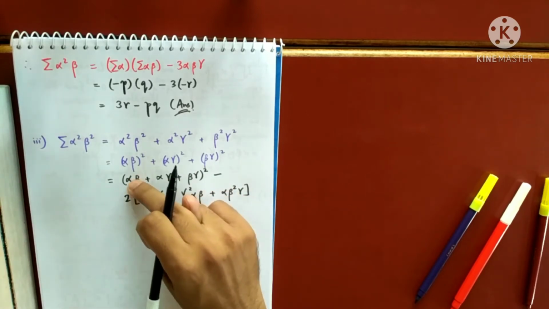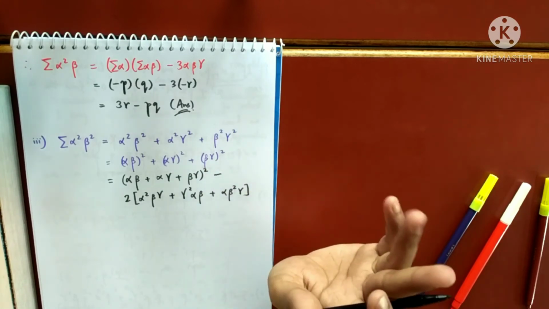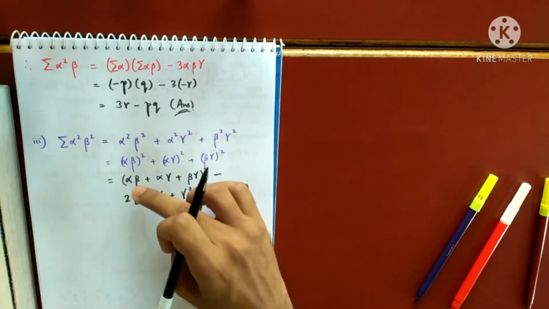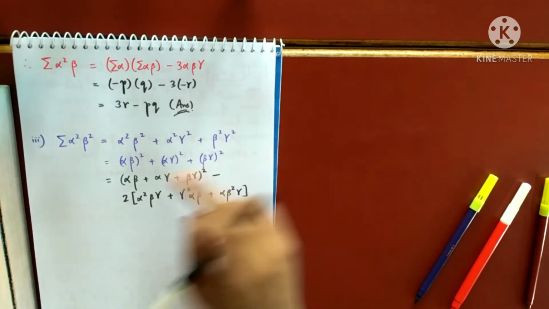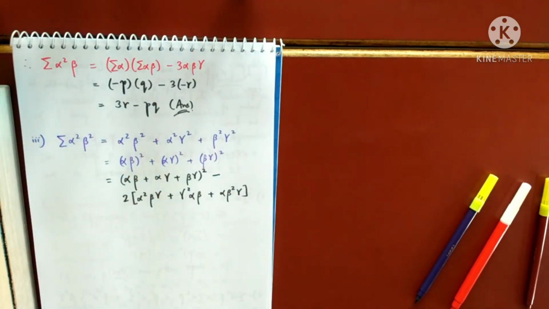So if I open this a plus b plus c whole square, I will get a square plus b square plus c square. That's all right. I have to subtract 2ab, 2bc and 2ca, which are extra, so I will subtract and that will get cancelled. I'll simply remain with this. Do you have any confusion?